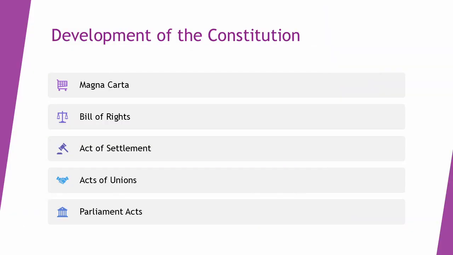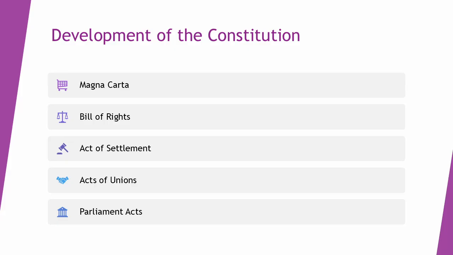in the UK. The main acts of parliament that developed the constitution into what it is today are the Magna Carta 1215, the Bill of Rights 1689, the Act of Settlement 1701, the Acts of Union 1707, and the Parliament Act 1911 and 1949. The Magna Carta limited the power of the monarchy by establishing the principle that the king was subject to the law, which laid the foundation for constitutional government.